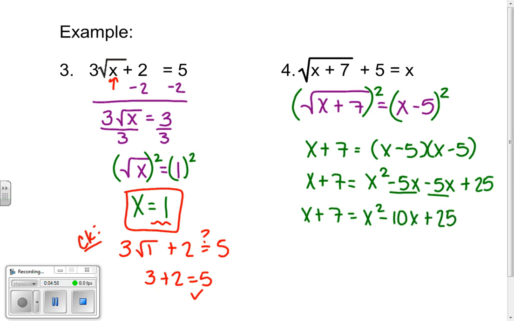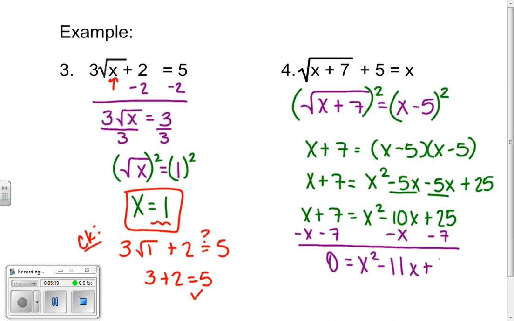And then, because this is a quadratic, my next step is to set it equal to 0 so I can solve, which means I'm going to subtract x and subtract 7. Make a note of the fact that when I subtract x and I subtract 7, I subtract them from their like terms. I end up with 0 equals x squared minus 11x plus 18.